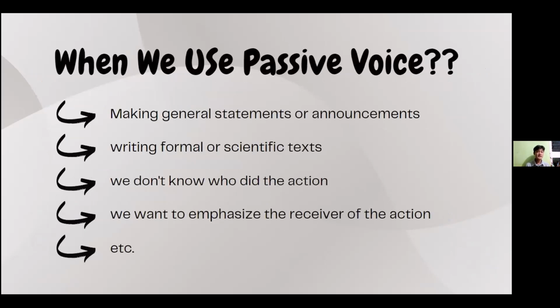The next material is when we use the passive voice. The first is making a general statement or announcement. The second is writing a formal or scientific text. The third is when we don't know who did the action. The last one is when we want to emphasize the receiver of the action.